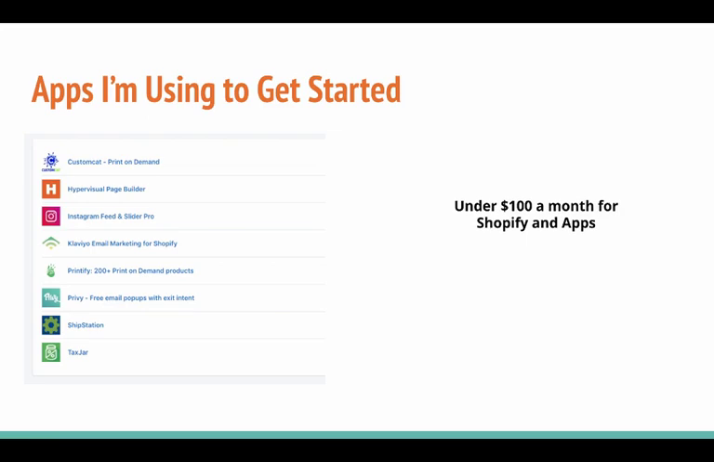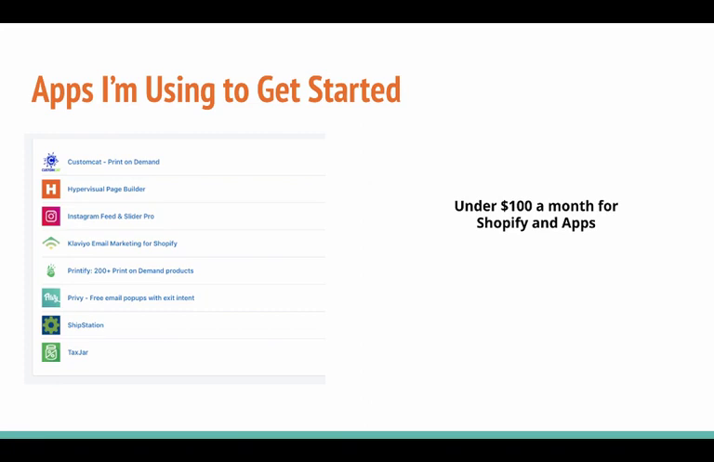Now let's get into the Shopify. So Shopify, here are the apps that I'm using just to get started right now. I use a program called Custom Cat. Custom Cat is my print-on-demand program that I'm using for t-shirts and sweatshirts and hats.